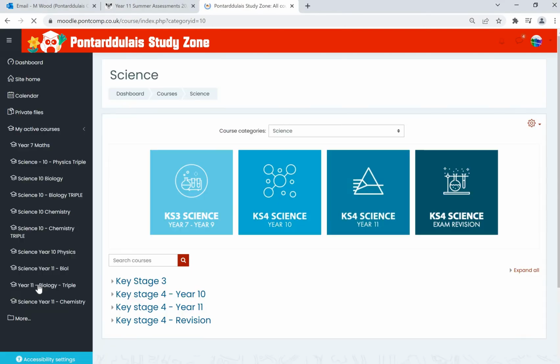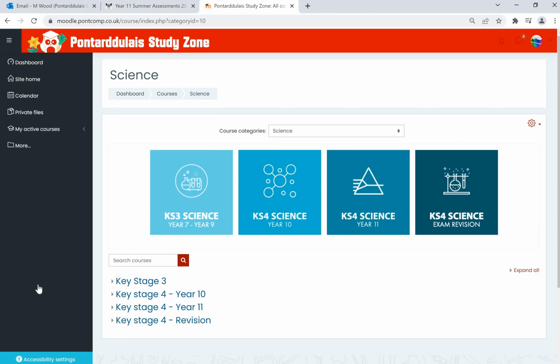When you get to Pontedilai Study Zone and you log in, the first place you want to go is science. So you click on science and you can see the areas that we're interested in are Key Stage 4 Science Year 10, where there's traditionally been some of the work that you've been set during lockdowns, and there's also this additional area here, Key Stage 4 Science Exam Revision.